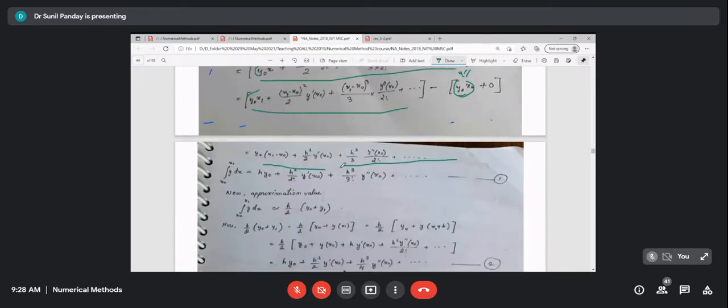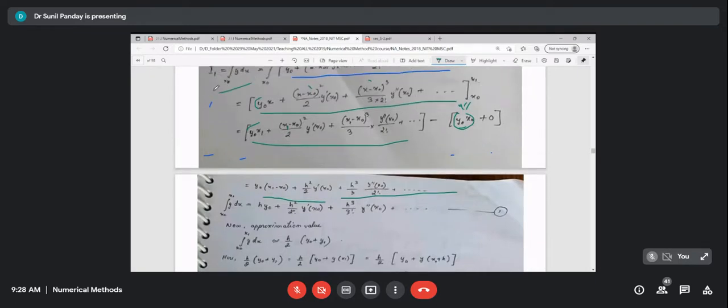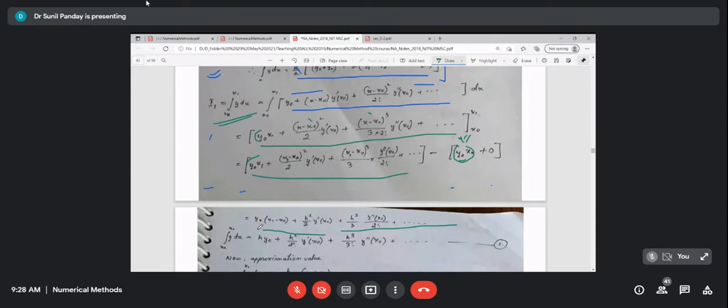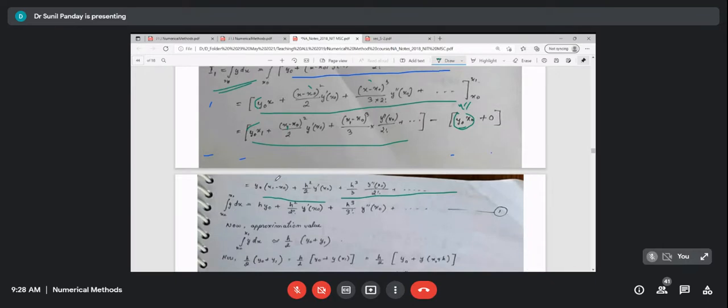So this is what we have calculated analytically. Integration from x naught to x1 of y dx, analytically we are getting this. Now in general we assume that x1 minus x naught is h, so we have replaced x1 minus x naught with h here. So this is the value of the given integral from x naught to x1. The analytical value is given by this equation 1.